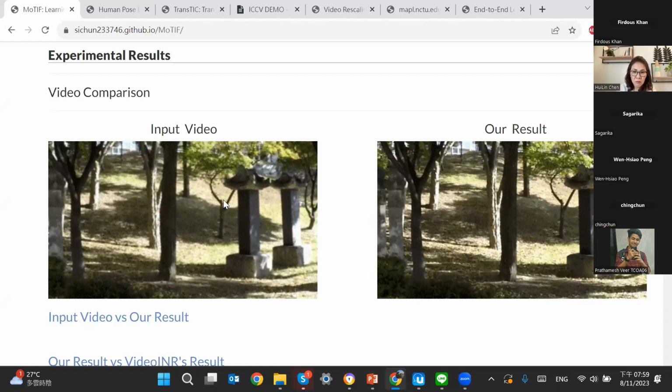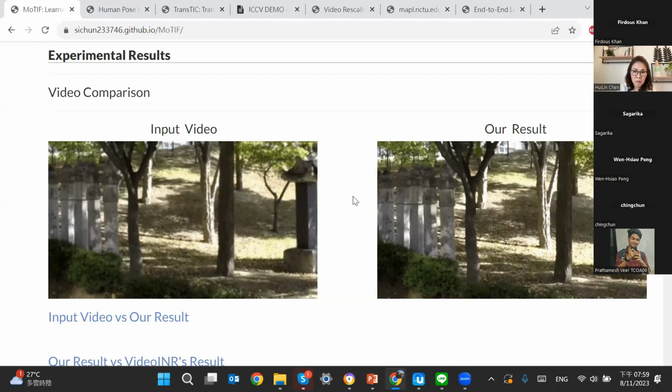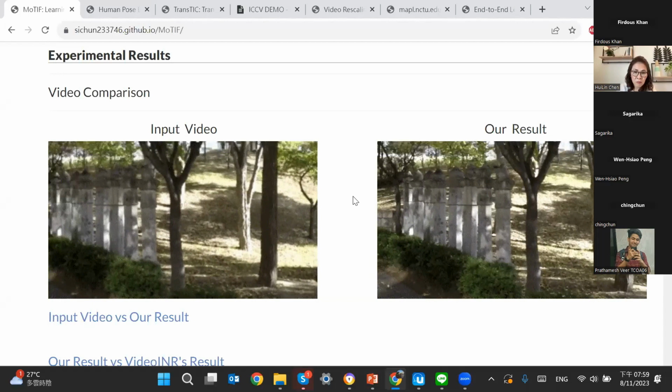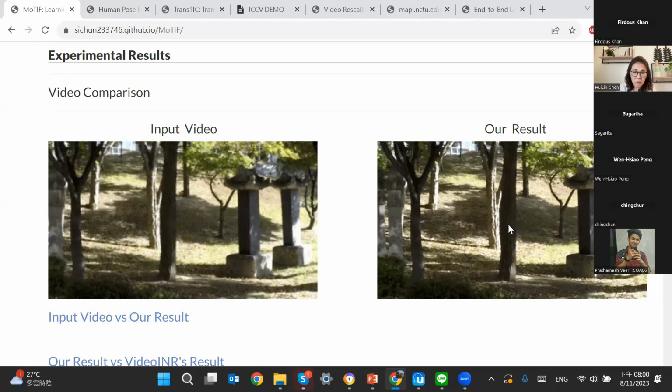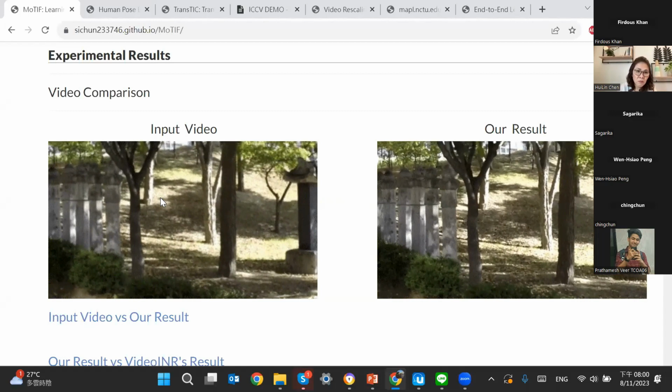So this is, I would say, the first continuous scale video super resolution neural network. It's quite interesting to see that with our technology, the video produced, shown on the right-hand side, has much better quality than the video you see on the left-hand side.